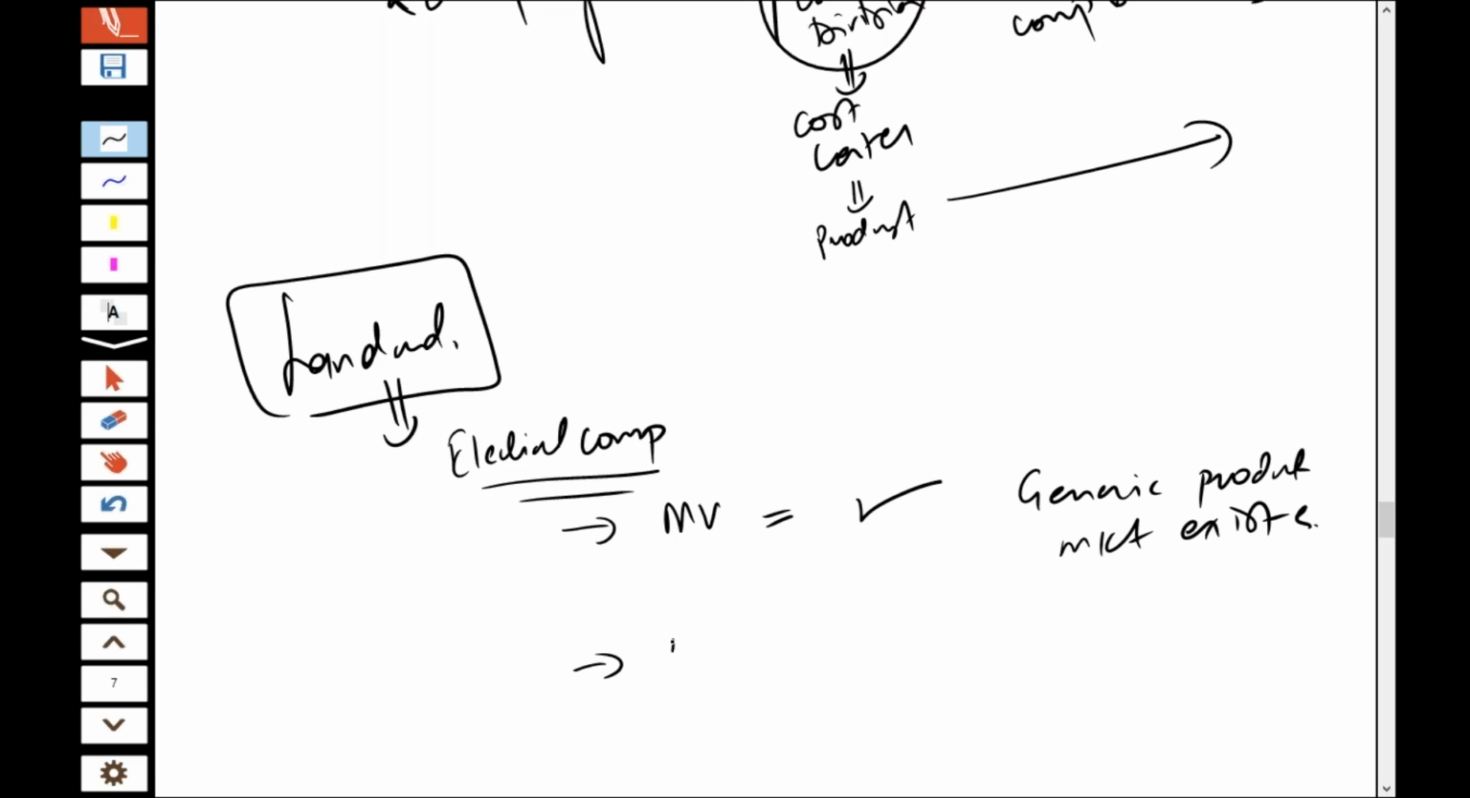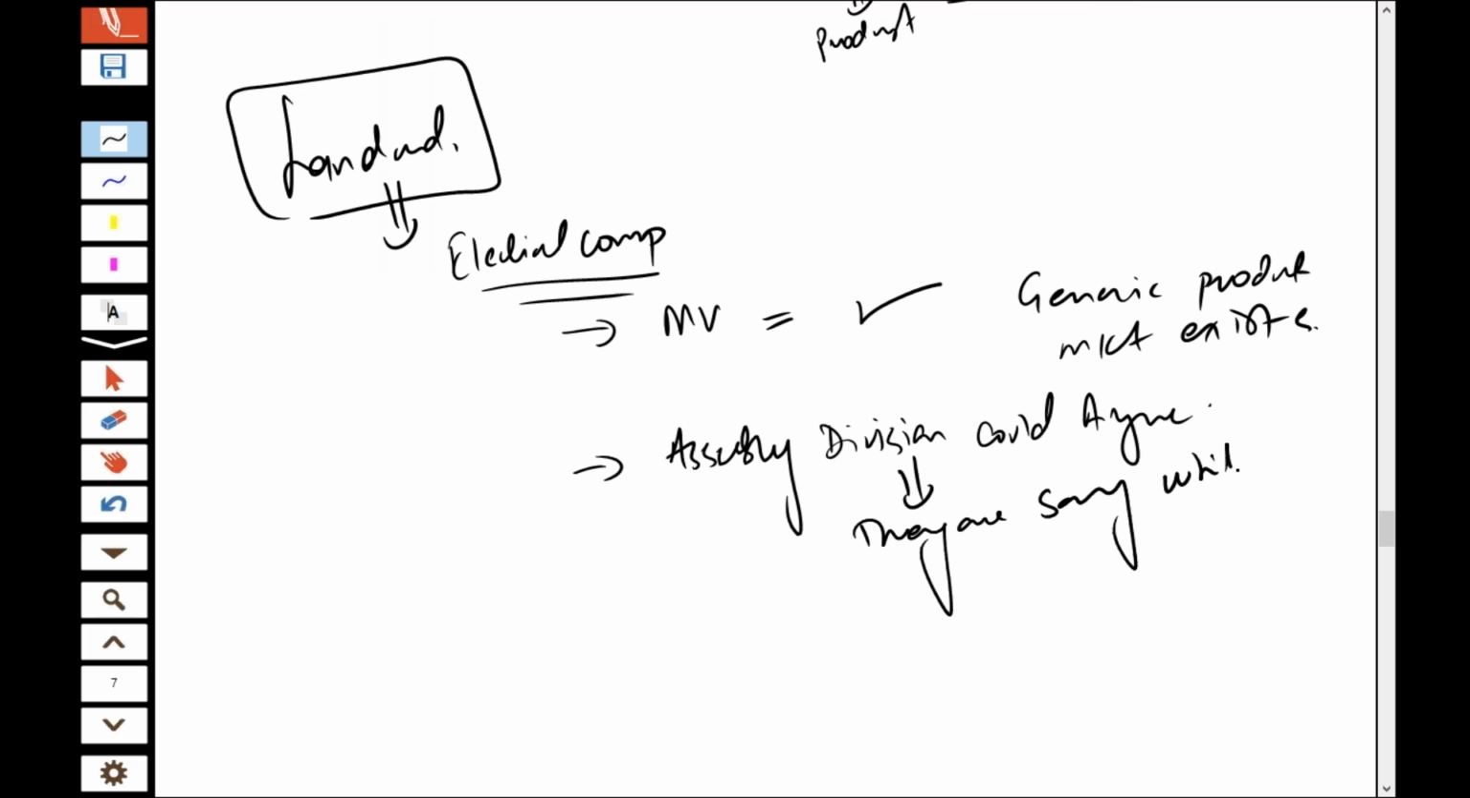But the assembly division could argue. What could be the argument from the assembly division? The assembly division could argue that they are saving while selling to us. So hence, adjusted market value should be an appropriate approach. The adjusted market value should be an appropriate approach.